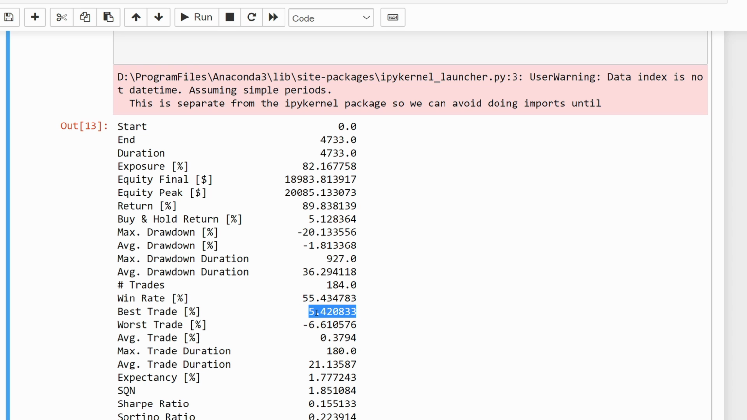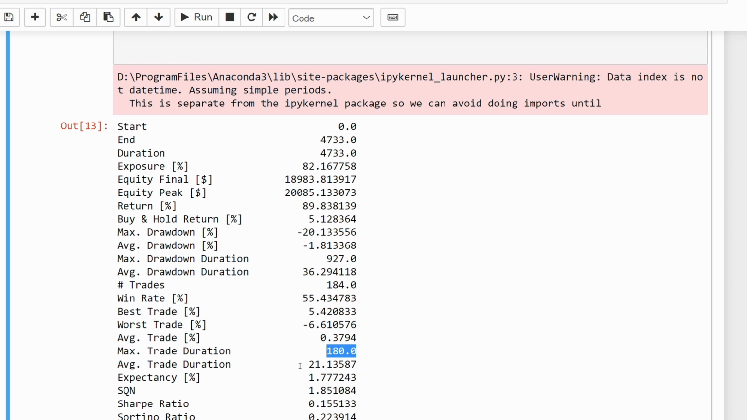This is the maximum profit you would have made within one trade. The worst trade is minus 6.6%. And the average trade percentage is 0.37, 38%. So this is okay, I guess. You are making 0.38% per trade. Maximum trade duration, 180 days. This is too much.